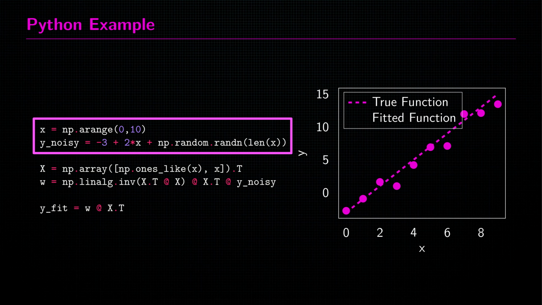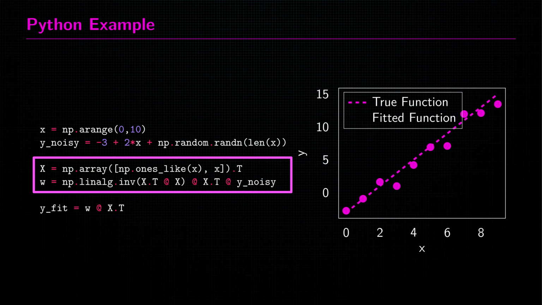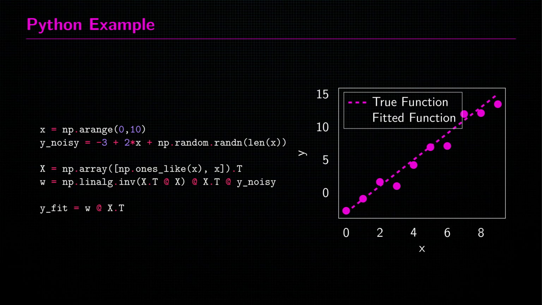Then we create a design matrix with the values of x and solve the pseudo-inverse equation. This results in parameters for w, which we can use to plot the fitted function over x.